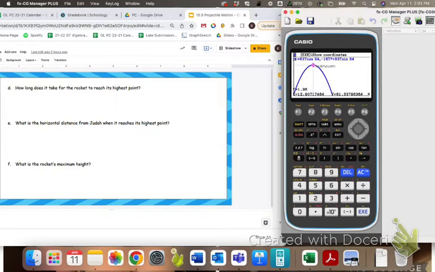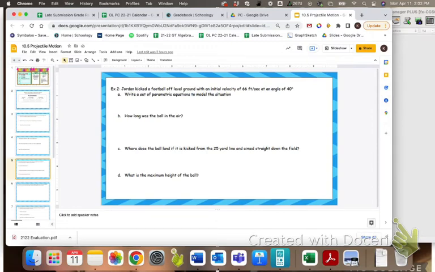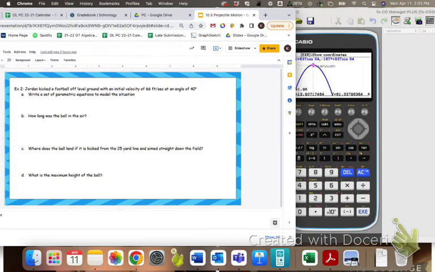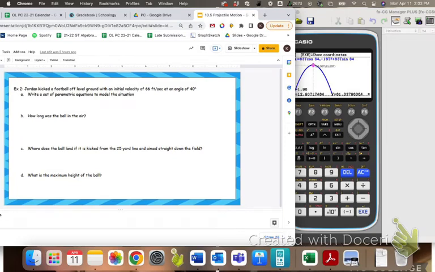All right, now let's look at another situation. Jordan is kicking a football off level ground with an initial velocity of 66 feet per second and an angle of 40 degrees. We're going to start by writing our equations. It's x equals velocity times t times cosine of 40. Then y is velocity times t times sine of 40 minus 16t squared because we're in feet. He's kicking it off the ground, so there's no initial height here. Let's plug these into our calculator.